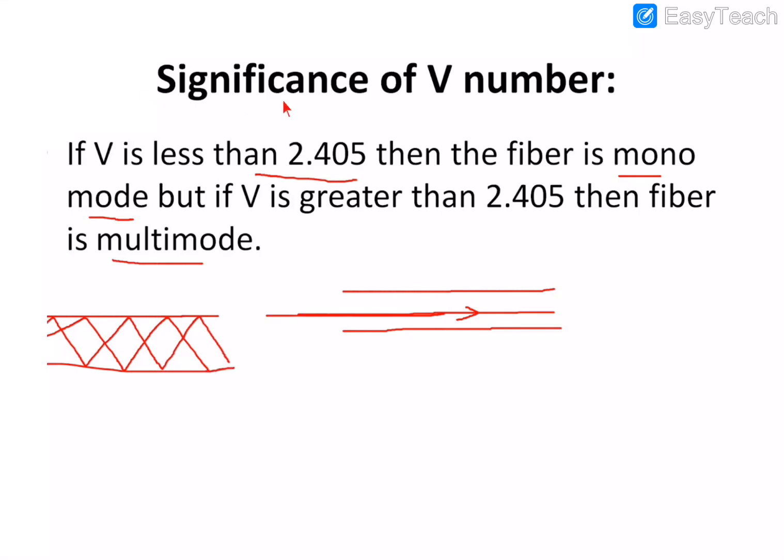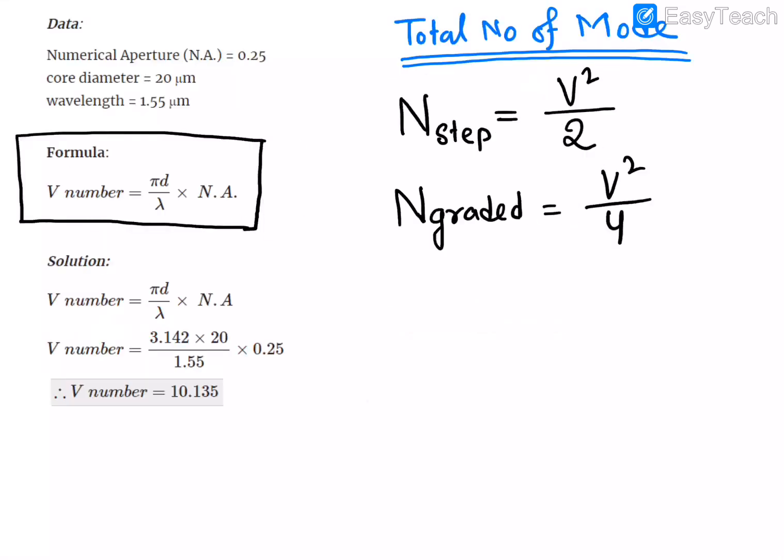There is another parameter called V number. If the V number is less than 2.405, then the fiber is single mode. If the V number is greater than 2.405, then the fiber is multi mode. So now if you know the V number, then you can easily calculate the number of modes in the fiber.